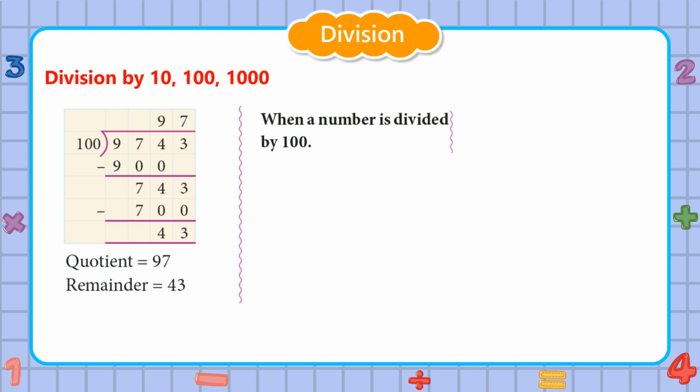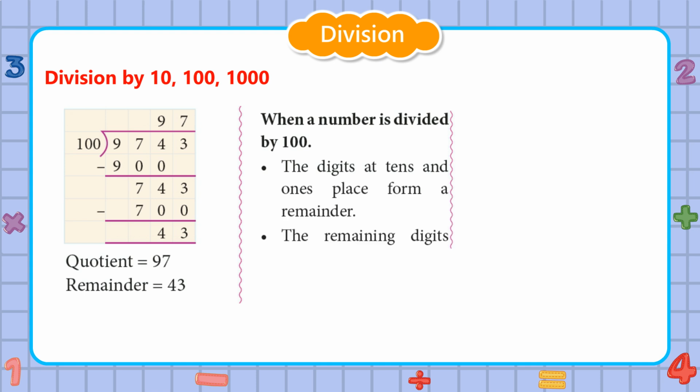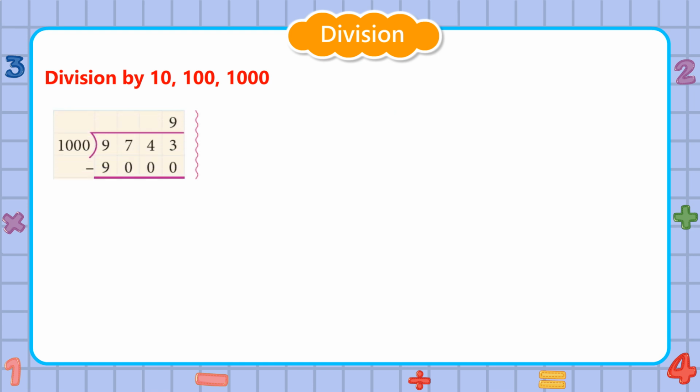When a number is divided by 100, the digits at tens and ones place form a remainder. The remaining digits form a quotient. Let's divide the number by 1000. Write 9743 inside the symbol and 1000 outside the symbol.